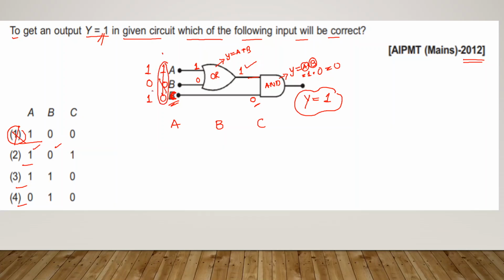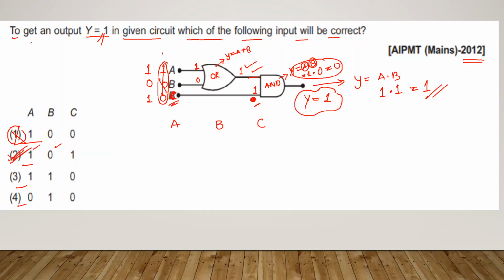Now we are talking about this one. Now input C is given as 1. So here instead of 0, it will be 1. Now what will be the output here? This was the previous one. What will be the output here? We know that Y is equal to A dot B. What is the input here? 1. And what is the other input? Again the other input is 1. So what will be our answer? Our answer will be 1. So using this second option, we are getting the answer as 1. So the correct option is the second one.